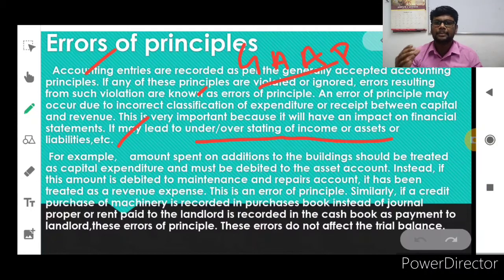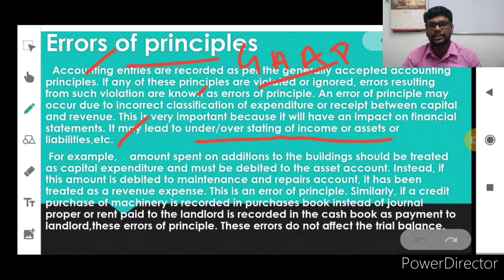Principles are already prefixed by AAA, GAAP, AICPA. You know what AICPA and AAA are? Generally accepted accounting principles are accepted all over the world, in all nations. If any transaction violates the rules and regulations, that is an error of principle. Errors of principle: usually we people make mistakes.